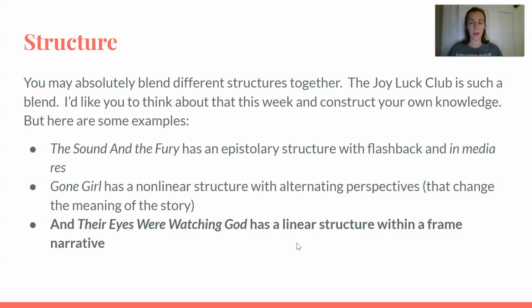This is also review, but I'm adding in one last little piece here. You can blend different structures together, and a lot of narratives do. So there's a couple of examples. Maybe you've read them: The Sound and the Fury and Gone Girl. But lastly, Their Eyes Were Watching God. It is a linear structure within a framed narrative. Why? That's 3B. Why is it that way?